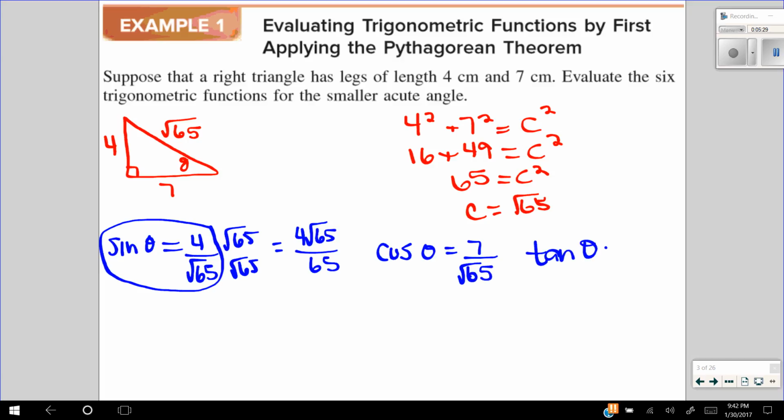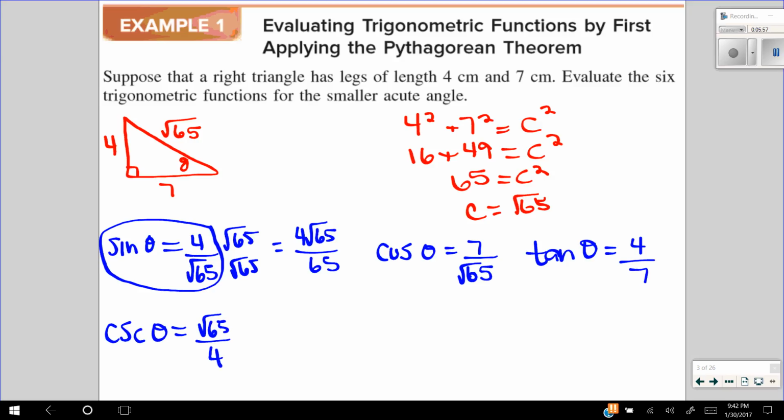And tangent of theta is going to be opposite 4 over adjacent 7. So there's our three basic, super basic trig functions. Now we need the three reciprocal functions. So the reciprocal of sine is cosecant of theta. And if sine is opposite over hypotenuse, then the reciprocal cosecant is hypotenuse, square root of 65, over opposite, 4.